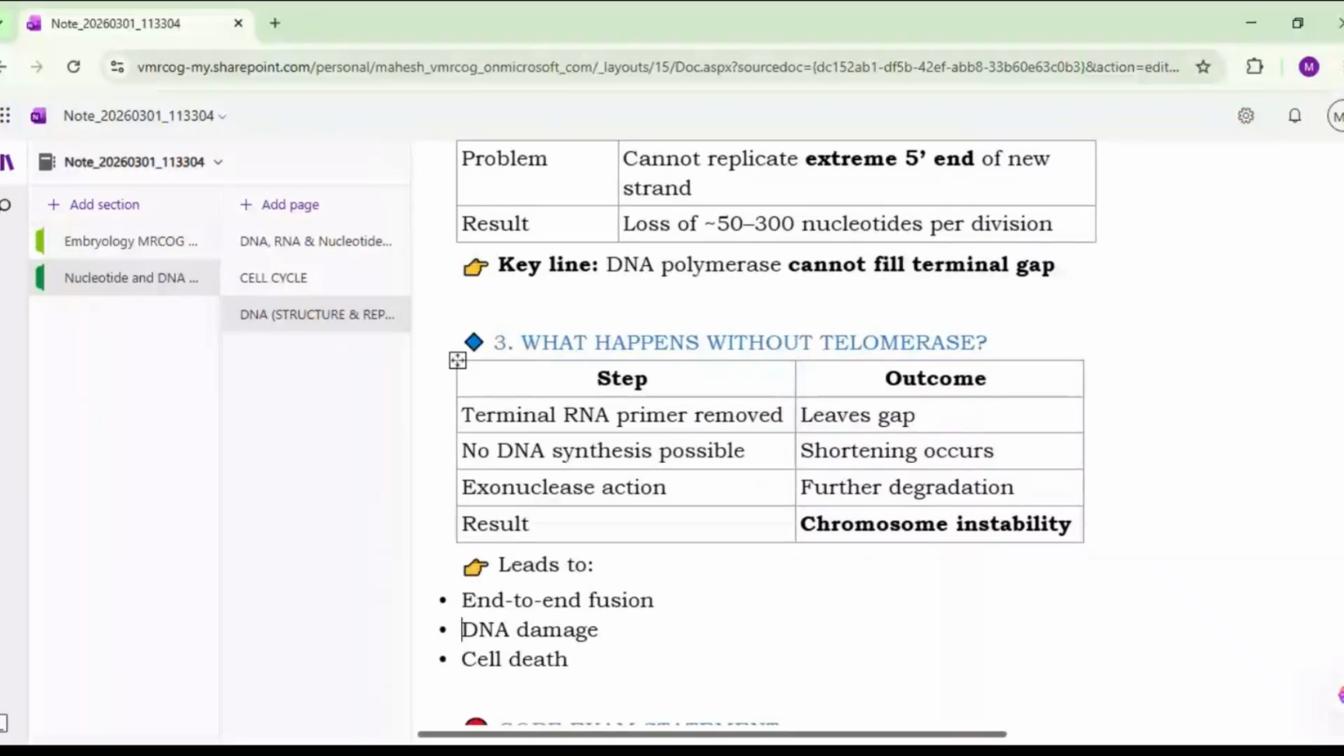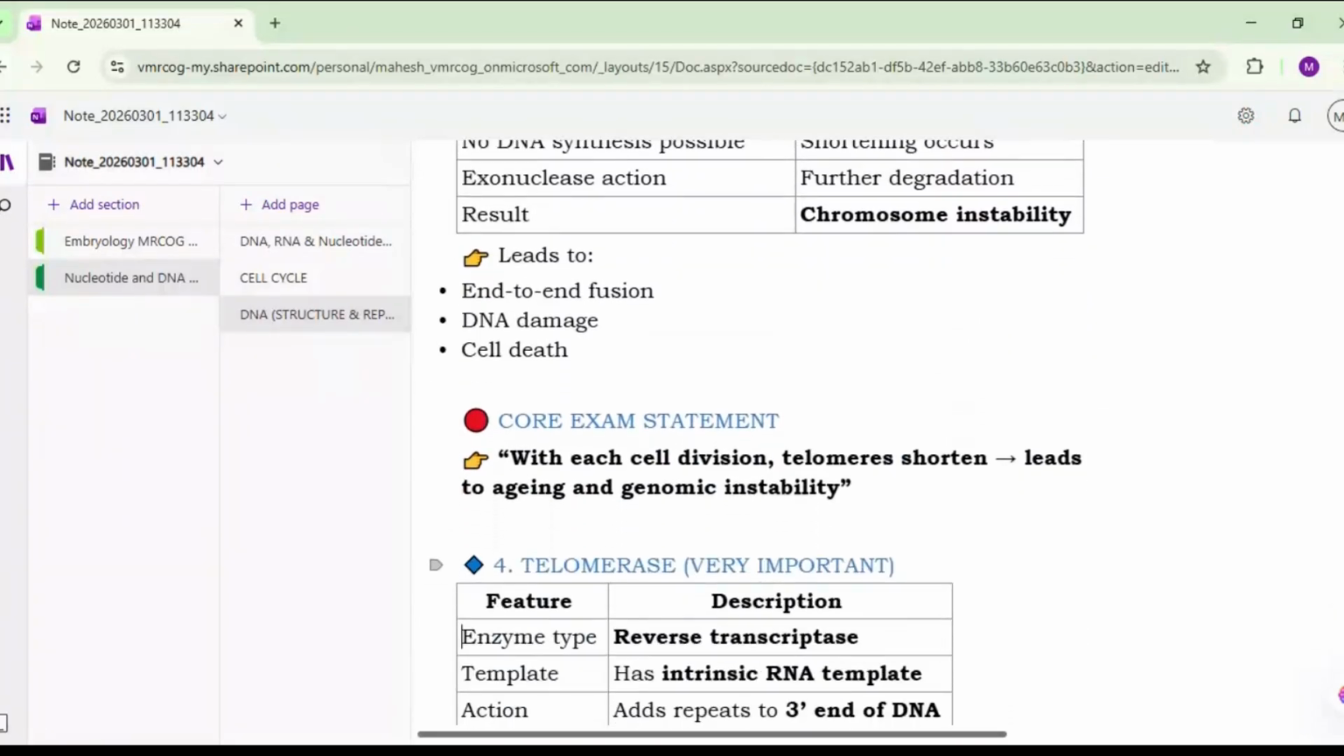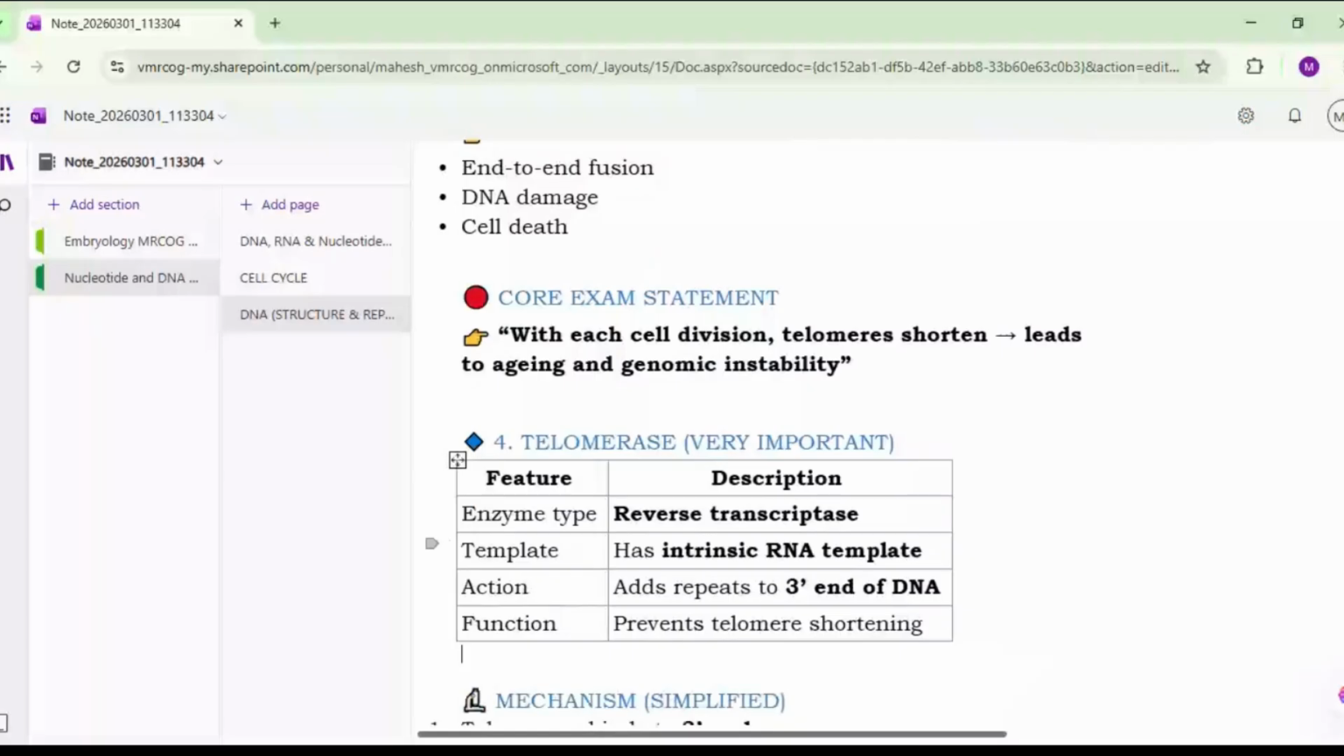So if there is no telomerase, then this can happen. There can be chromosome instability because of end-to-end fusion, DNA damage and cell death. And this is prevented by telomerase. Okay. So what you should understand is, with each cell division, telomeres shorten. That leads to aging and genomic instability. Okay. Then telomerase will come into the picture.